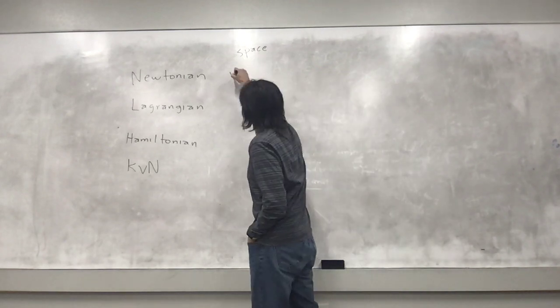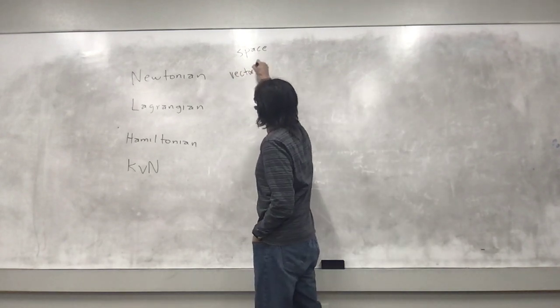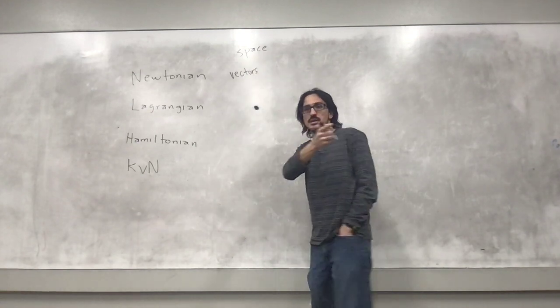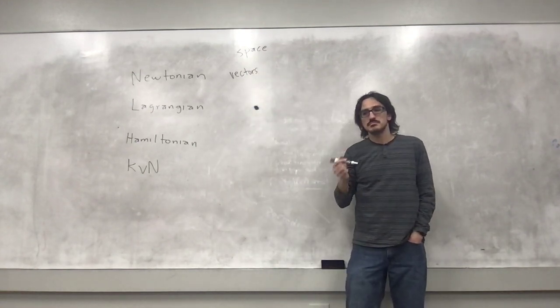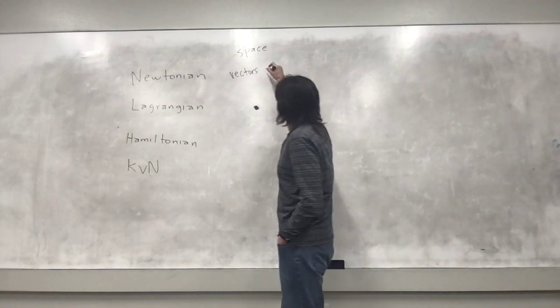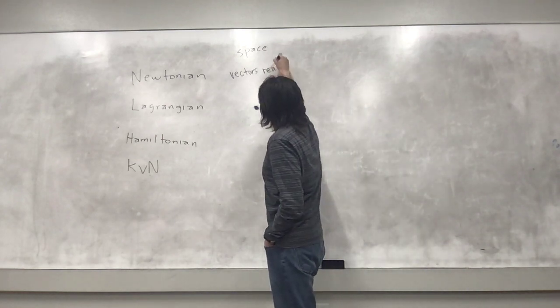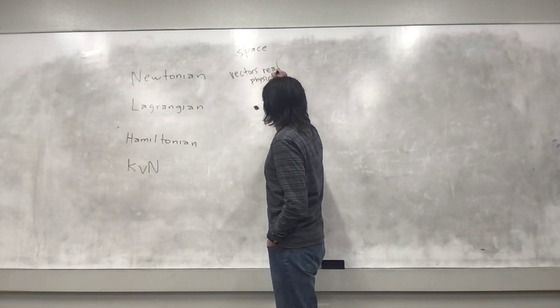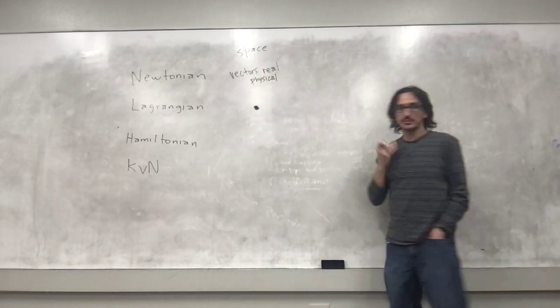Yeah, vectors. So what space is it? Position? Say that again? Real space? Okay, I would call it real. You can also call it physical, so as to not get confused with the real numbers.